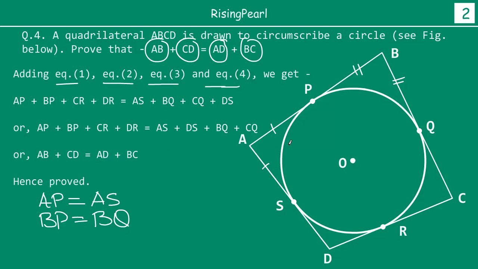So similarly, we talked about these two. Now how about this and this? Because we want to prove AB plus CD, CD can be written as DR. So let's write DR. Now DR, which is this length, is equal to DS. I'm just rewriting those four equations, and what is left is CR, which is this length, and is equal to CQ.